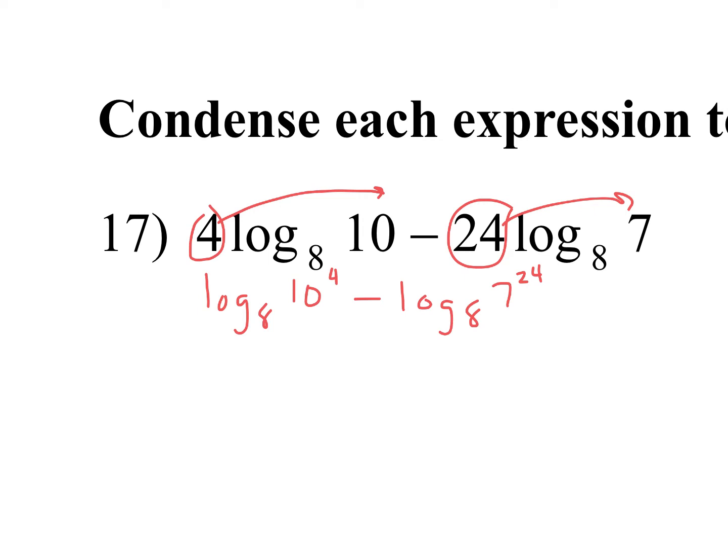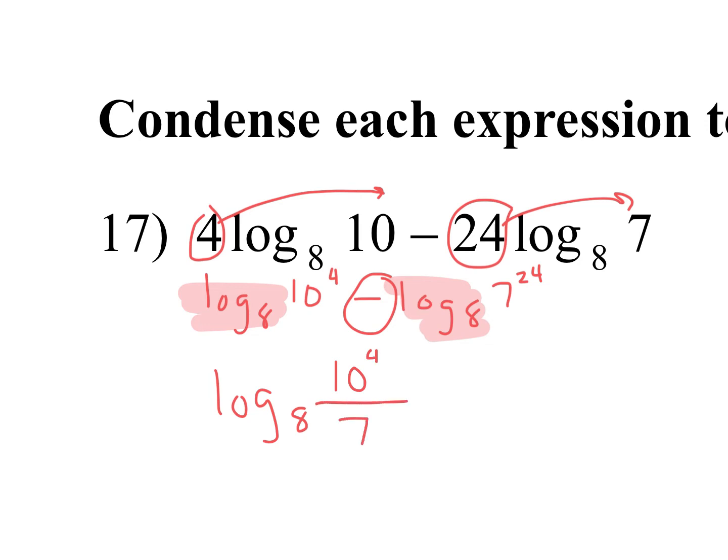Now to condense this, when we are subtracting, what do we do? Divide. So log base 8 stays the same. Whatever your log and your base is stays the same, but we're condensing it to a single one, so we only write one of them. What goes on top when we divide? 10 to the 4th power. Awesome. The first one always goes on top. So 10 to the 4th power divided by 7 to the 24th power. And you would just leave your answer like that.